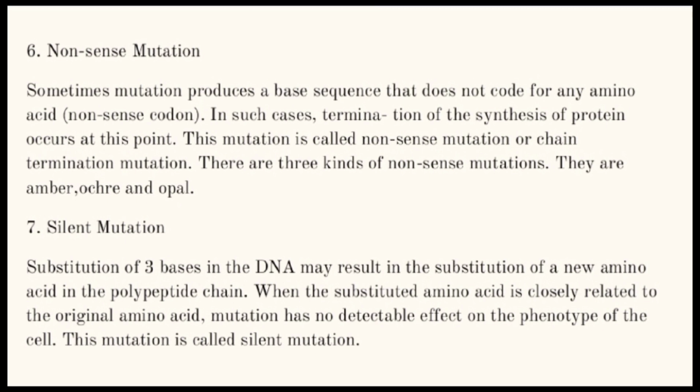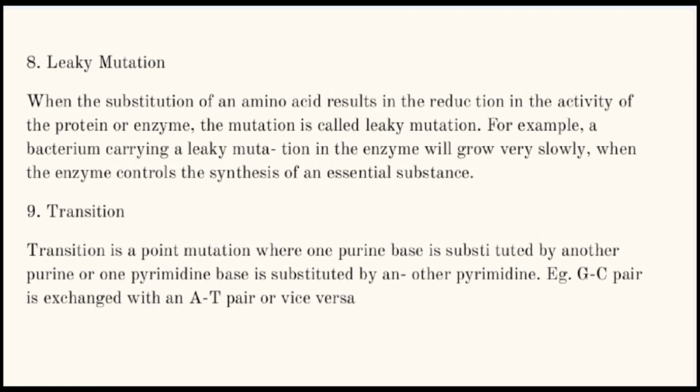Seventh, silent mutation. Substitution of three bases in the DNA may result in the substitution of a new amino acid in the polypeptide chain. When the substituted amino acid is closely related to the original amino acid, the mutation has no detectable effect on the phenotype of the cell. This mutation is called silent mutation. Eighth, leaky mutation. When the substitution of an amino acid results in the reduction in the activity of the protein or enzyme, the mutation is called leaky mutation. For example, a bacterium carrying a leaky mutation in an enzyme will grow very slowly when the enzyme controls the synthesis of an essential substance.